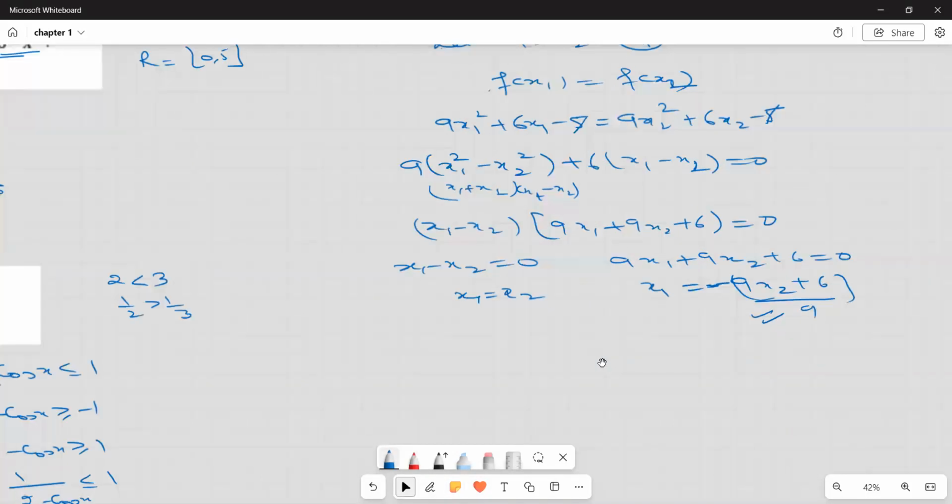So what will you write over here? Rejected. Rejected as x1 belongs to R plus. I have shown you earlier for R, now as R plus is given, so this is rejected. Therefore f is one-one.